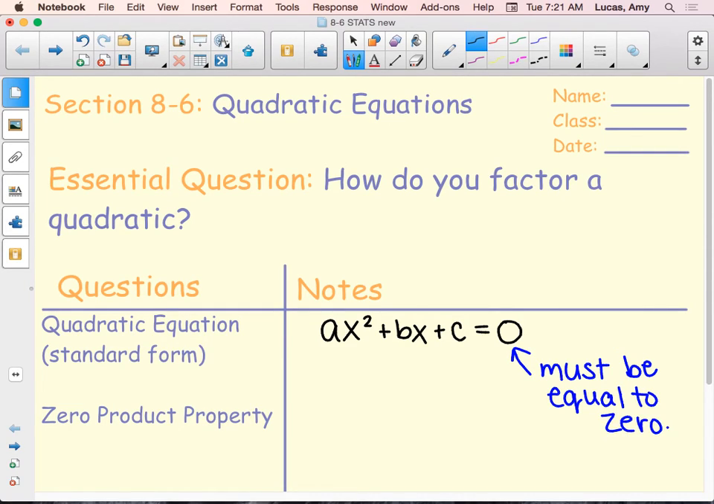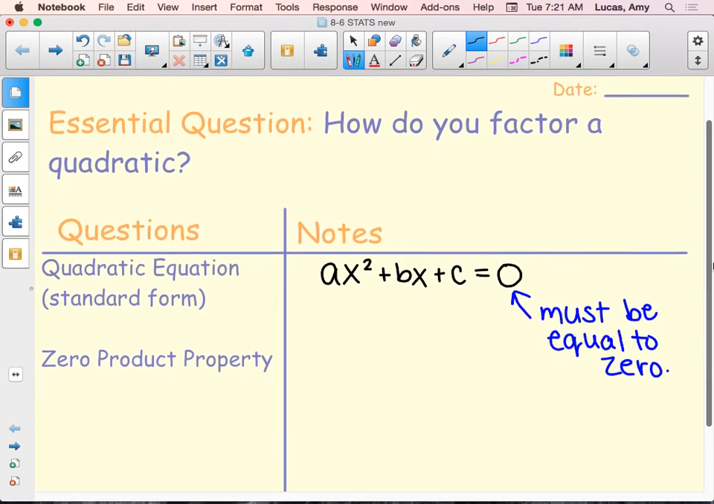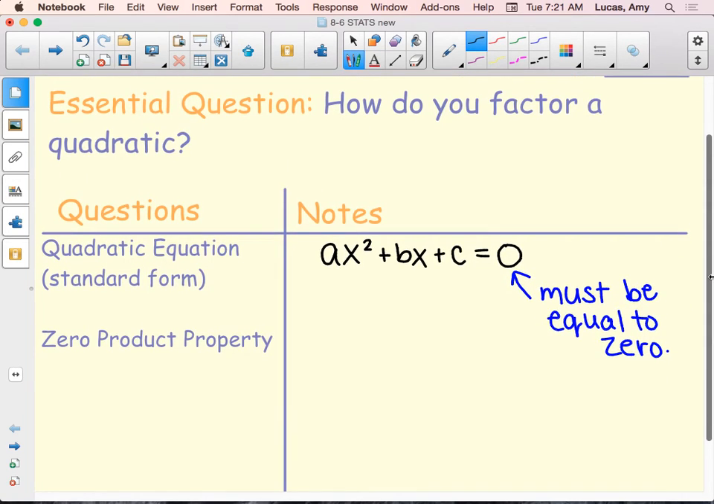And then since it's equal to 0 on one side, we can use the second vocab word, zero product property. Remember that product is the answer to a multiplication problem. So the zero product property says that if the product is 0, so if the answer to a multiplication problem is 0, then one of the things that you are multiplying has to be 0. That's the only way to get an answer of 0 when you're multiplying.